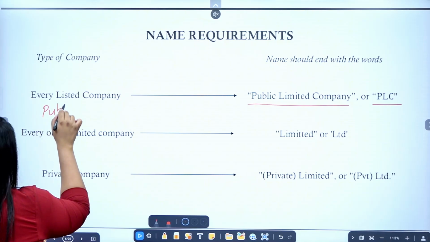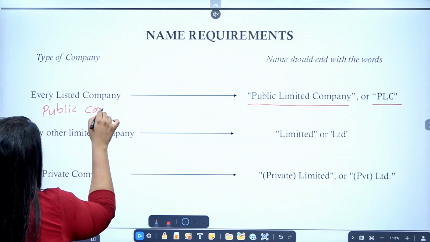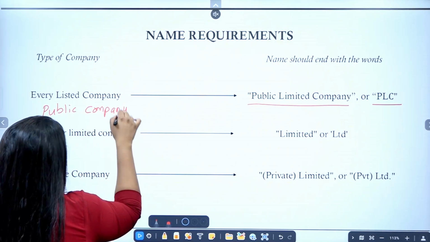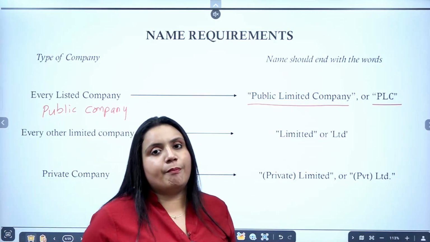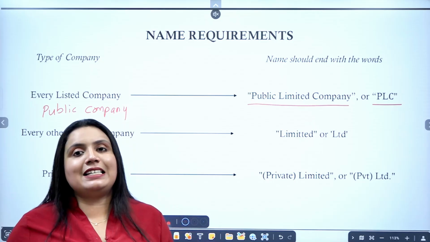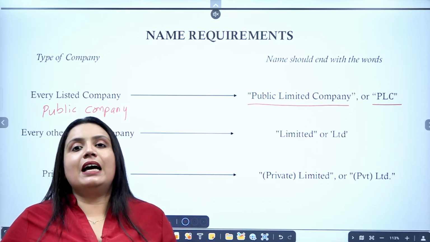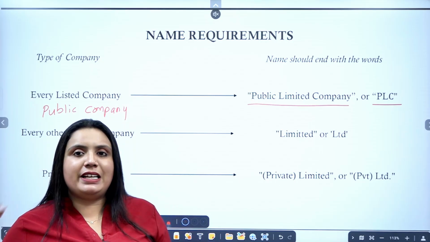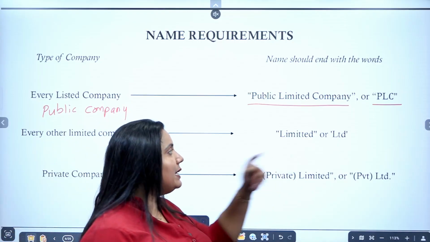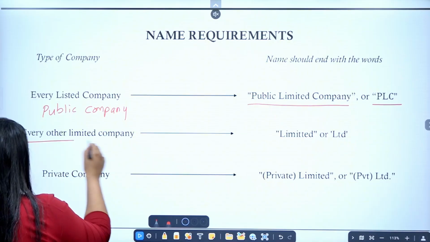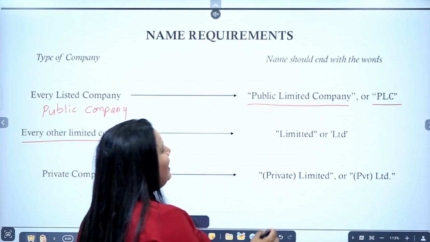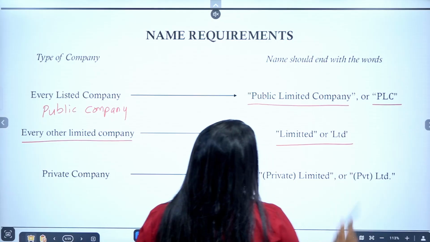All public companies are not listed companies, but public companies that are listed will be considered a public limited company, or you can abbreviate it as PLC. Then if it's any other limited company, you just put limited or LTD.